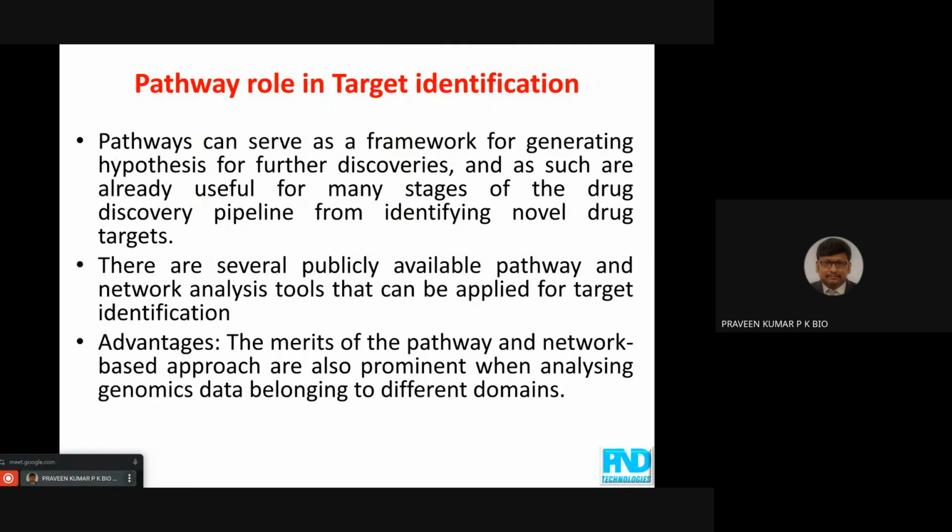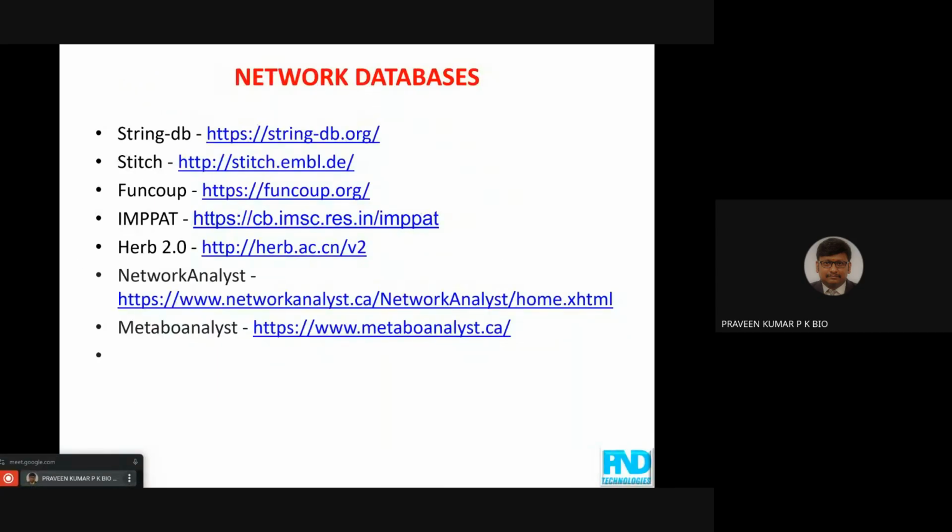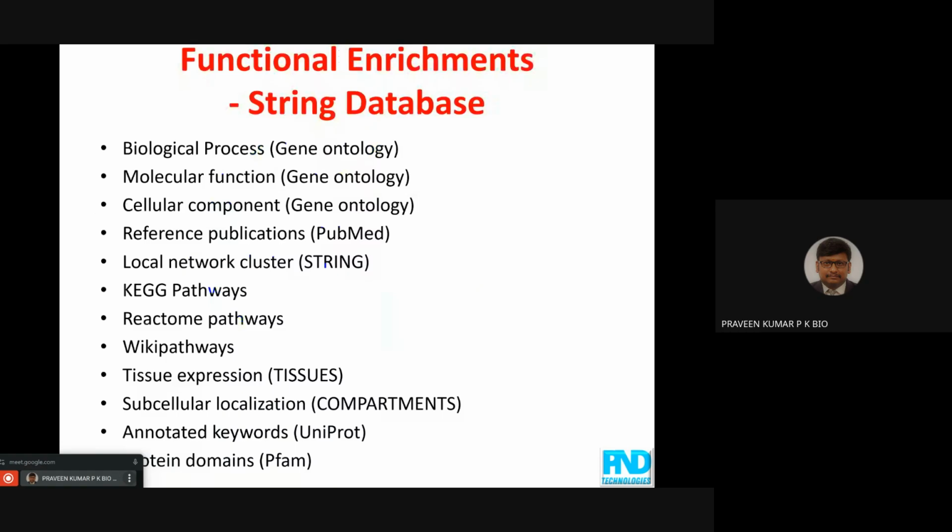So, pathway role in target identification. I told you, instead of simply restricting to a single target, go with the connecting targets, and take that as one of the important targets for your development of drugs. If you want to develop drugs, instead of simply relying on a single protein target, go with the network of proteins as significant targets. For network databases, we can go ahead with StringDB, STITCH, FunCoup, IMPPAT, Hub 2.0. I will show you, if you go with the STRING database, we can do gene enrichments through biological process, molecular function, cellular component, KEGG pathways.